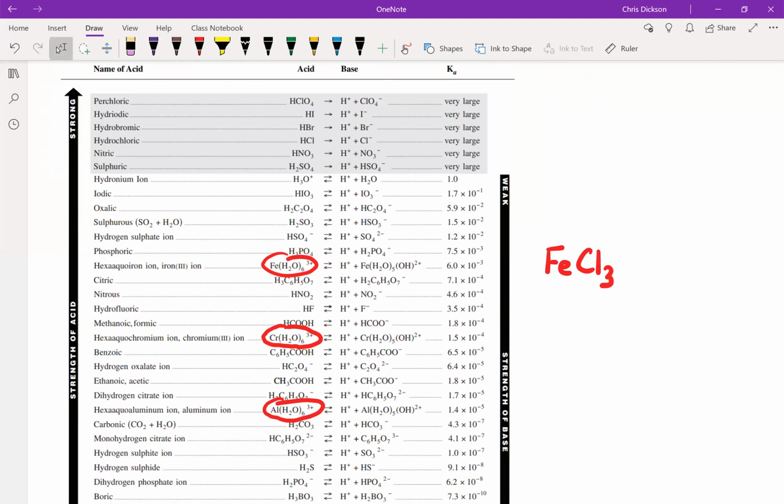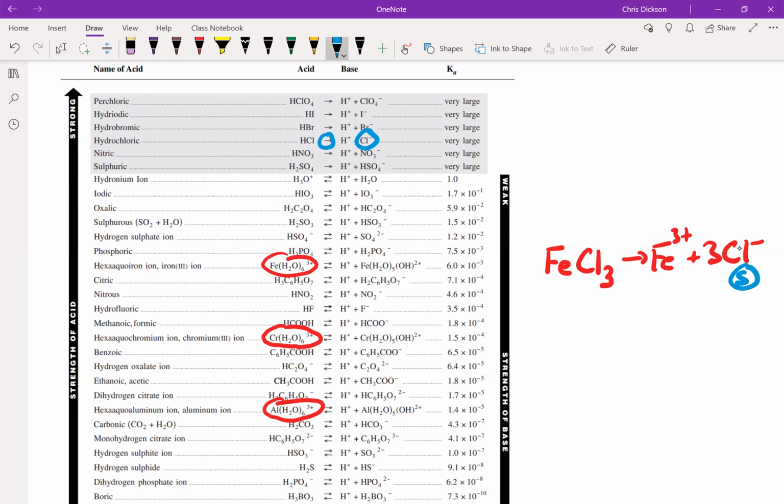So if you had iron 3 chloride and you put it into water, you would get Fe3+ and 3 chloride ions. Chloride ions, although they have a negative charge, are under the base column, right there under chlorides. They cannot act as bases. They cannot take protons. The reason is that HCl is a strong acid, so it would immediately ionize back into chloride. So we know that the chloride is a spectator ion.